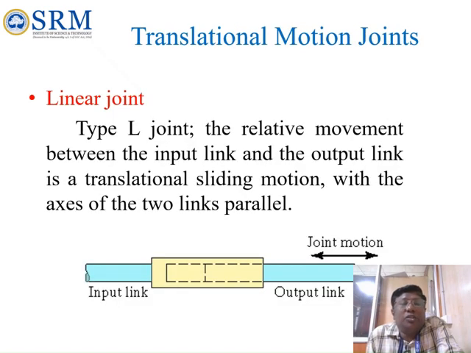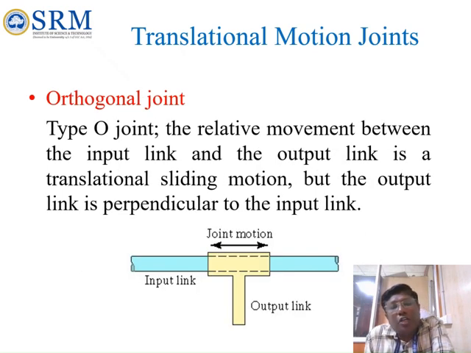If you look at the linear joint, when you give input to the input link, the joint motion will be linear. It is a relative motion between the input link and the output link in a translation sliding action, with the axes of the two links parallel. This link and these links are parallel to each other, and when you give input, the output link has to move in the forward direction, like this. The arrow indicates where it moves.